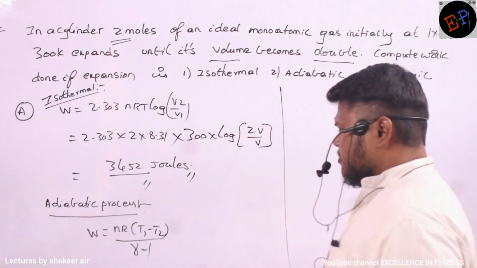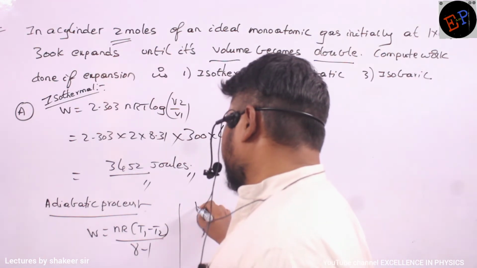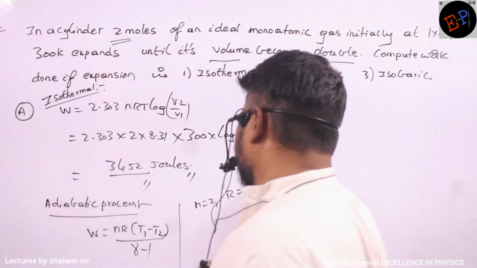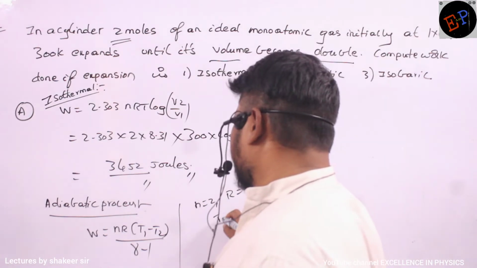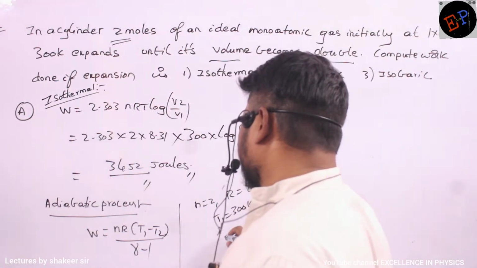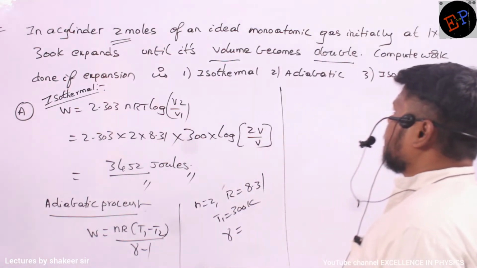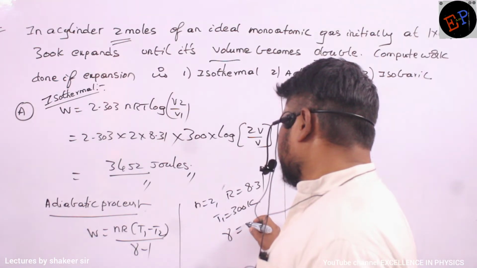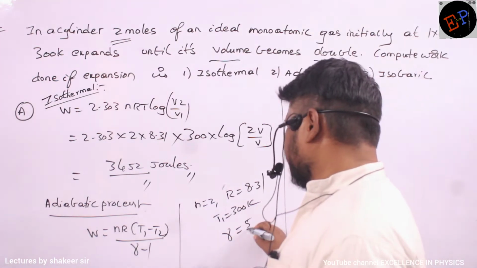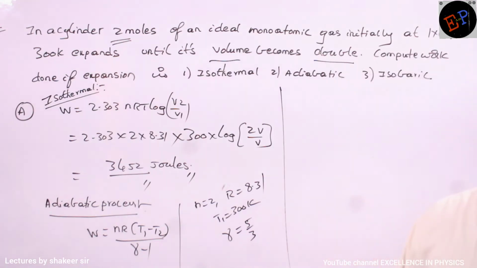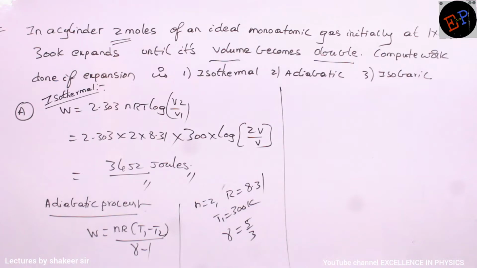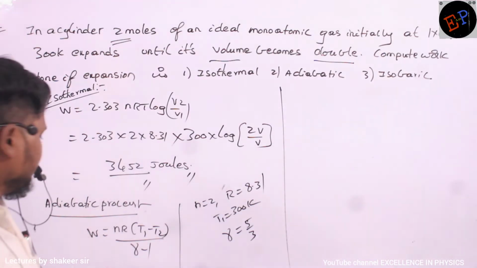See, in this equation, n we know. n is how much? 2. R value also we know. R value is how much? 8.31. Initial temperature also I know, which is equal to 300 Kelvin. And gamma value also we know. What is the gamma value of a monoatomic gas? Gamma value is 5 by 3. For monoatomic gas, gamma value is 5 by 3 only. Clear?